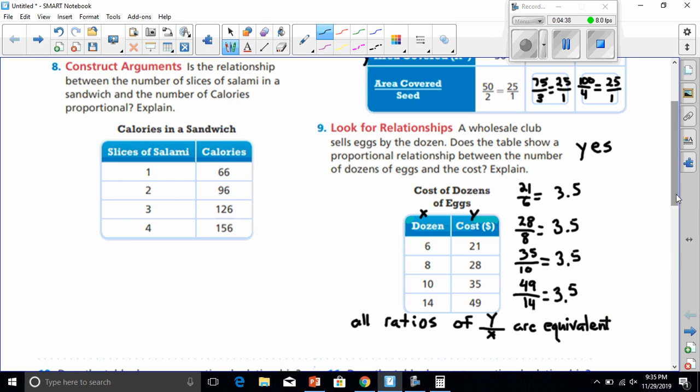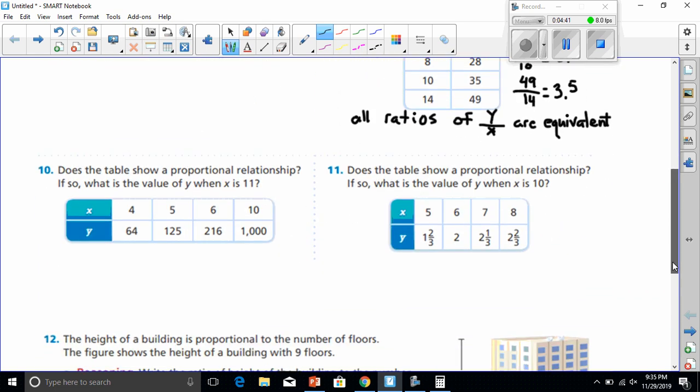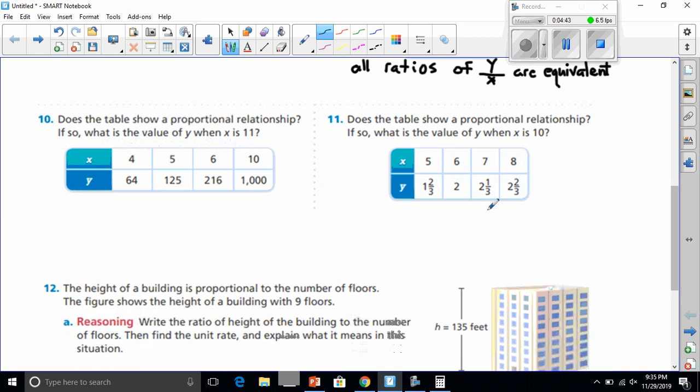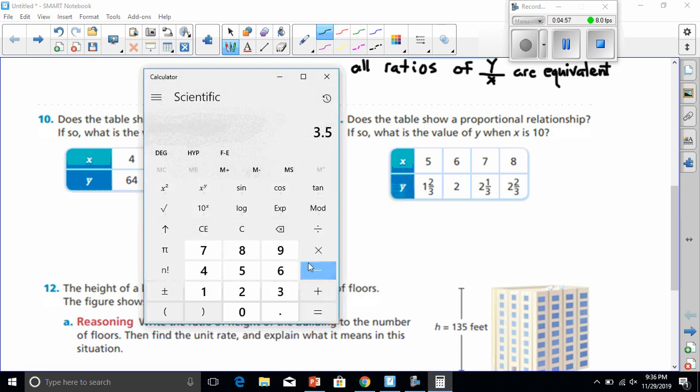All right, let's go on to number 11. Does the table show a proportional relationship? If so, what is the value of y when x is 10? All right, well, first we've got to find out if this table is proportional. We can go ahead and use our calculator once again.